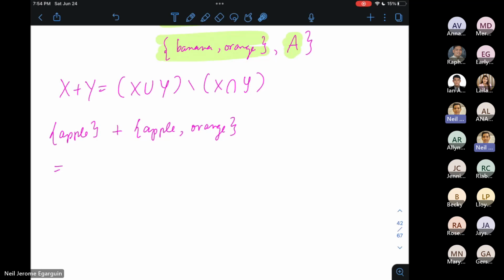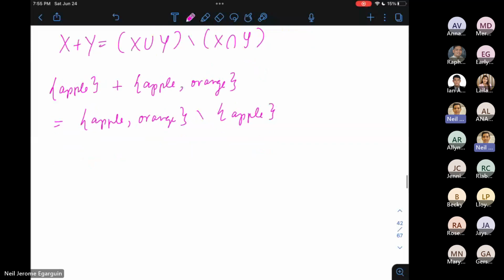So, kunin ko muna yung union. Step by step muna tayo. Itong union na yan ay pagsasamahin ko lang yung elements nila. So, I'll have apple and orange minus yung intersection. Anong intersection nila? The one that they have in common, right? May apple dito, may apple din dito. Yeah, thank you. That's right. So apple yung intersection. Apple comma orange minus apple is set containing orange.